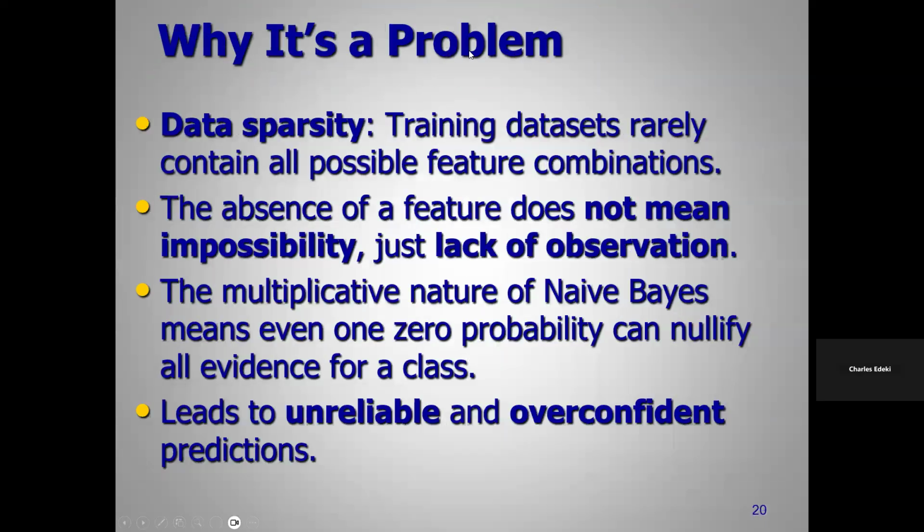So why this problem? Hopefully we understand the concept. Data sparsity. The training data set very rarely contains all possible feature combinations. So the absence of a feature does not mean impossibility, but just a lack of observation here.